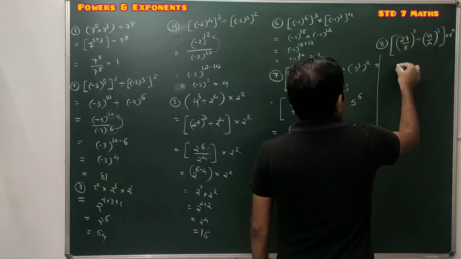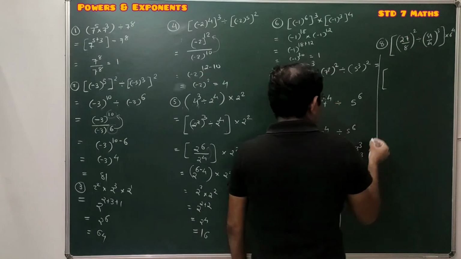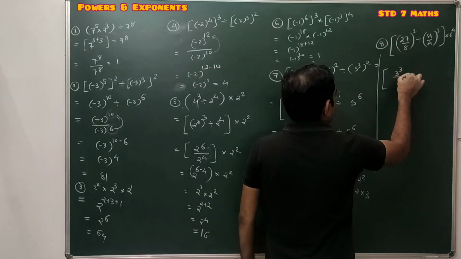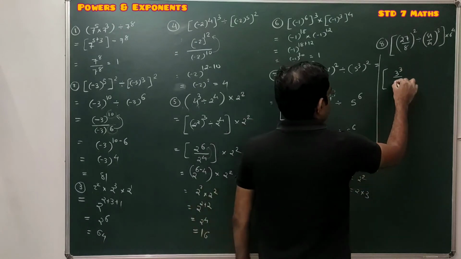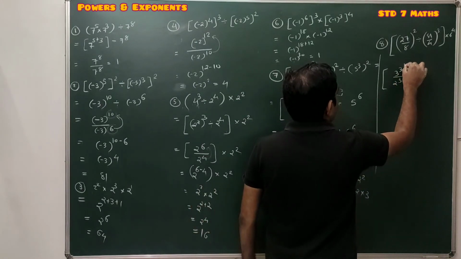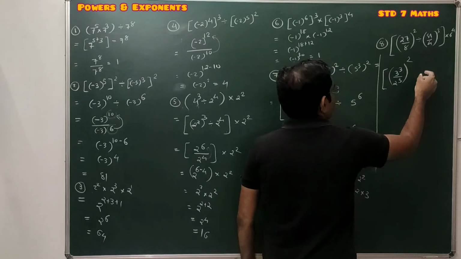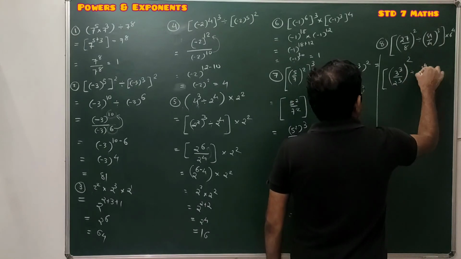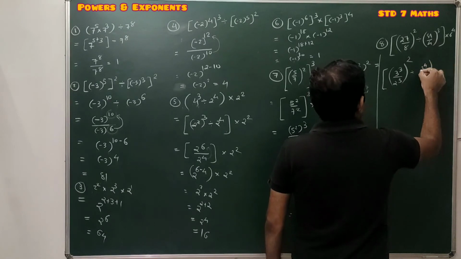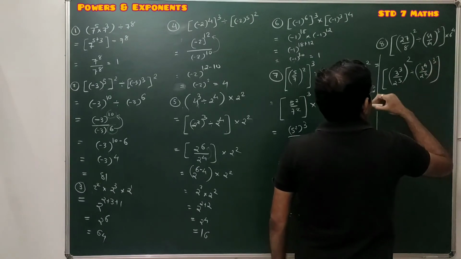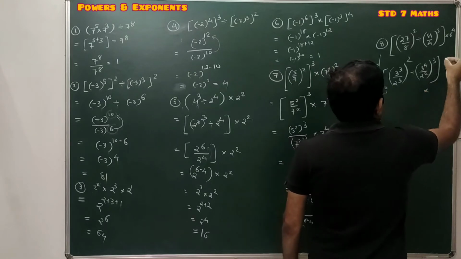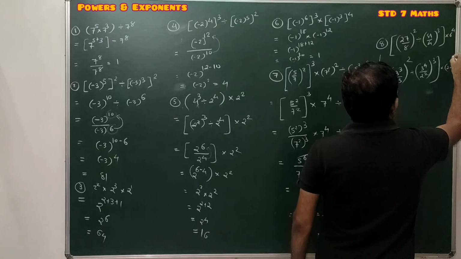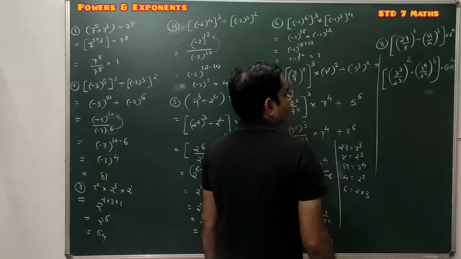So first replace these values. 27 is nothing but 3 cube, upon 8, and 8 is 2 cube, so 3 cube upon 2 cube raised to 2. Divide by 81, so it's 3 raised to 4 upon 2 square, raised to 3. Multiply by 6, which is 2 into 3, raised to 4.